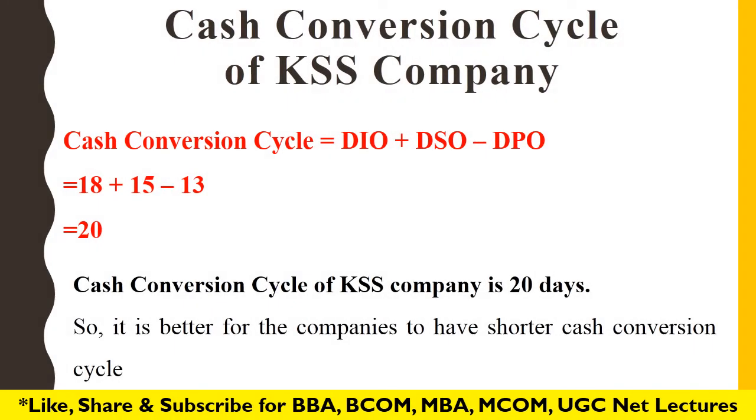So far we have calculated the values of three components of cash conversion cycle, that is DIO, DSO and DPO. Now we put these values in this formula. By calculating, we found that the KSS company takes approximately 20 days to convert its initial investments in inventory back into cash. So we conclude that the shorter the cash conversion cycle, the better the company is at selling its inventories and receiving cash from these sales while paying the suppliers.